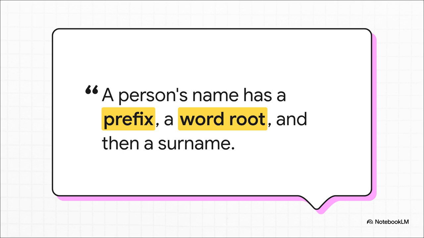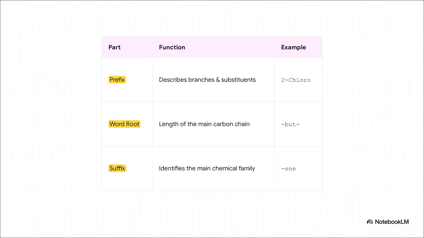It tells you about family, or where they're from, or their title. Well, it's the exact same idea for a chemical's IUPAC name. Every single piece tells you something very specific about its structure. So, every standard IUPAC name is built from these 3 parts.